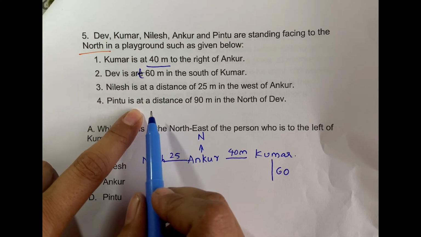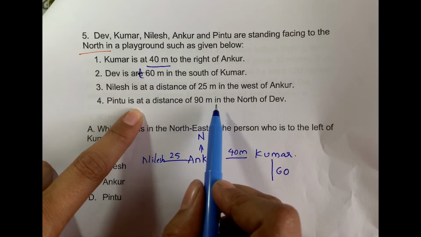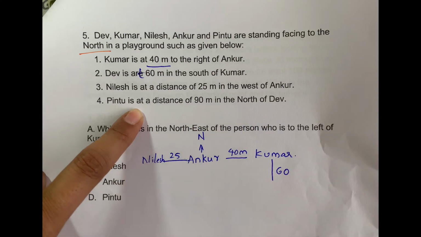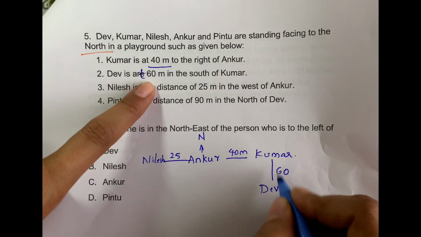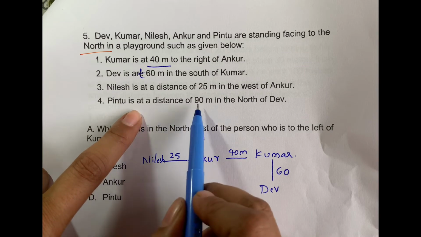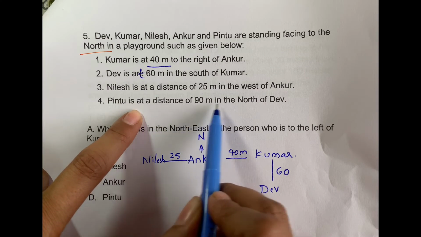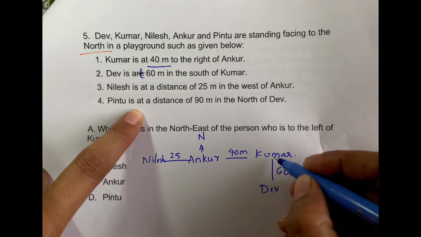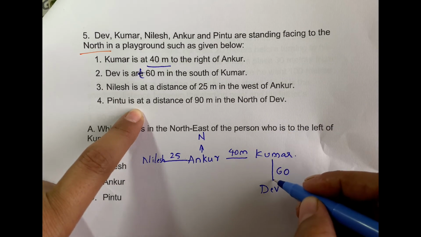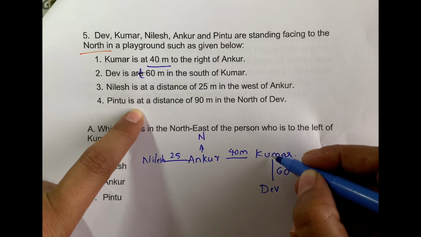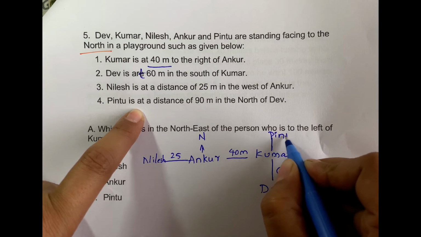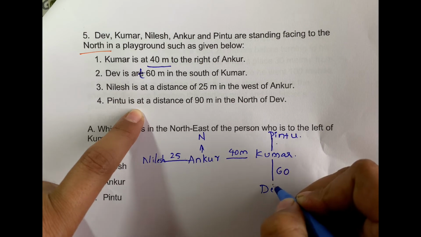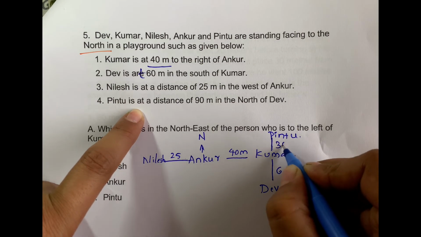Now Pintu. Pintu is at a distance of 90 meters in the north of Dev. Where is Dev? Dev is here actually, isn't it? Dev is at 60 meters and south of Kumar is Dev. So what they're telling is, Pintu is at a distance of 90 meters in the north of Dev. So north of Dev is this side, isn't it? From here, anyways, at a distance of 60 meters, already Kumar is present, plus 30. So somewhere here, we have Pintu. So total is 90 from here. We have already written 60 here. We'll write 30 more here.